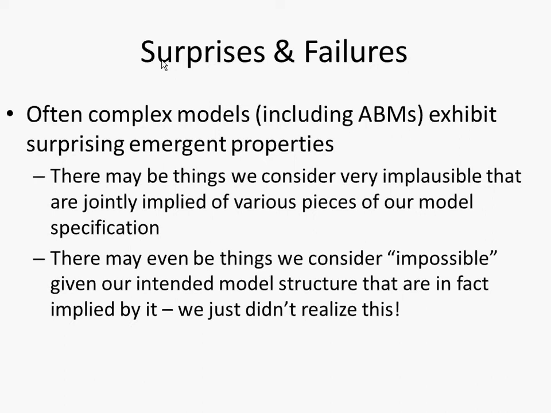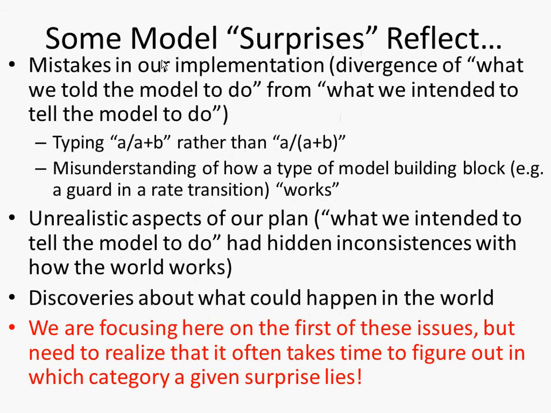So there may be things that we consider impossible, but which are in fact logical consequences of the model structure. But there are other cases where it's a result of something silly, like we forgot to reset a variable in reporting something, or something along those lines. So some model surprises reflect mistakes in our implementation. Some reflect hidden inconsistencies between what we intended the model to do in the world. Some are discoveries about what could happen in our world. But we're concentrating here on these mistakes in our implementation.